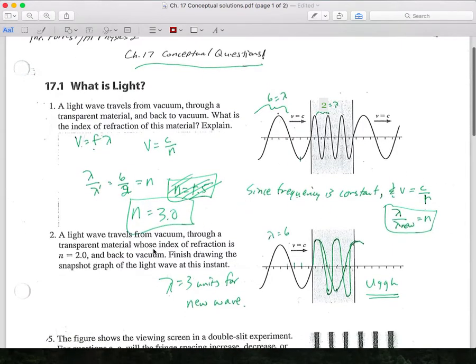Here, the index of refraction is 2, and again, I screwed up how I tried to draw this. So I think it's okay. So 3 units for the new wavelength. Just like how this was 3 from crest to trough, there should be 3 from crest to crest.